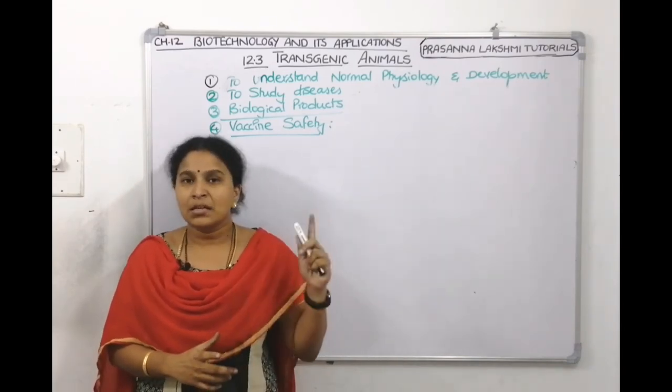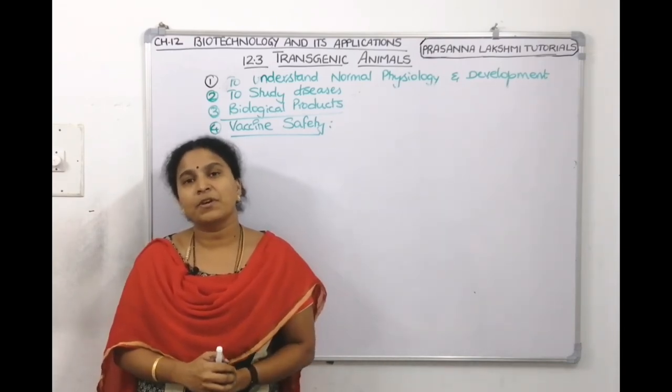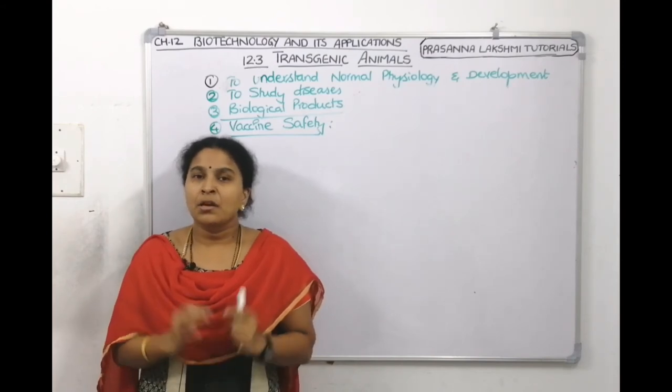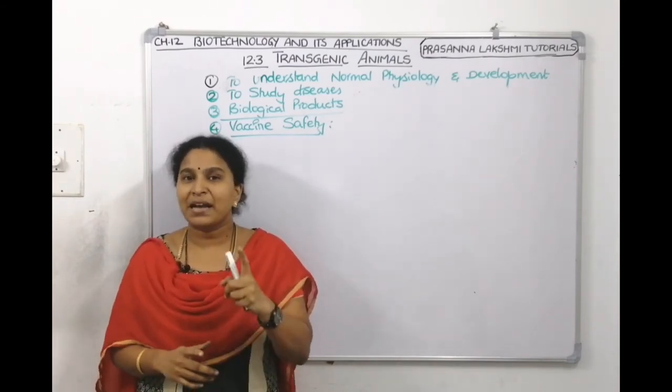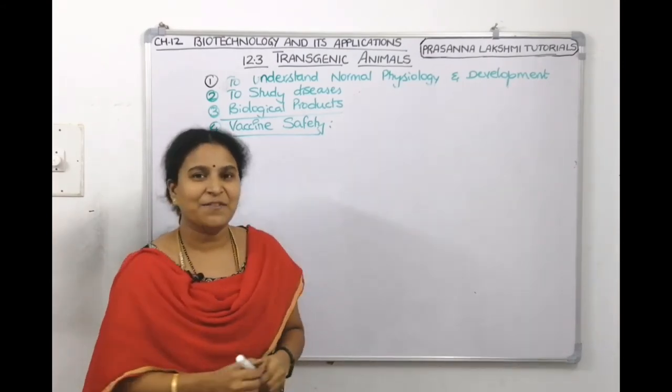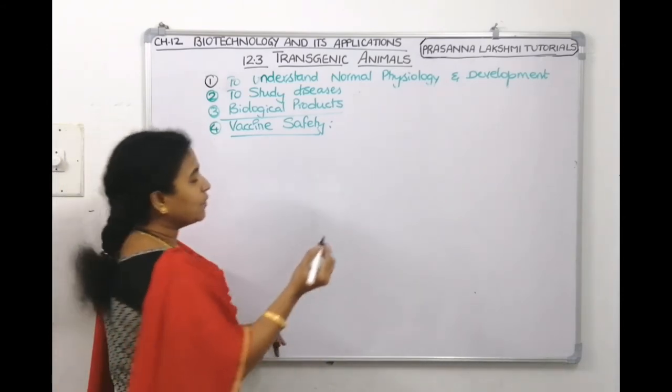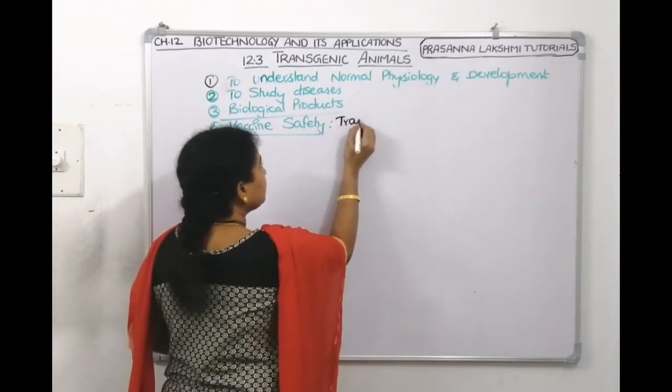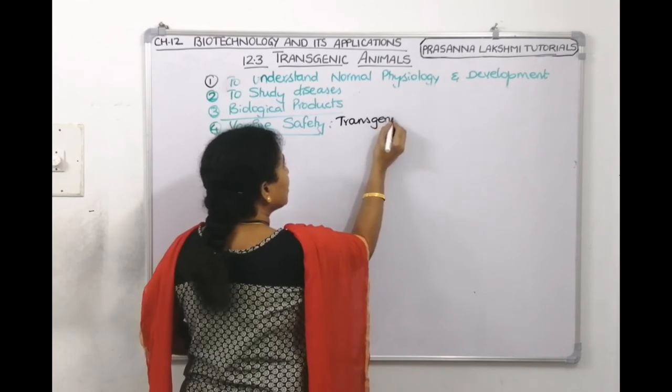So for vaccine safety also we can use transgenic animals. In the majority of the cases, mice is a transgenic animal for vaccine safety testing. So for vaccine safety, what animal do we use? Transgenic mice.